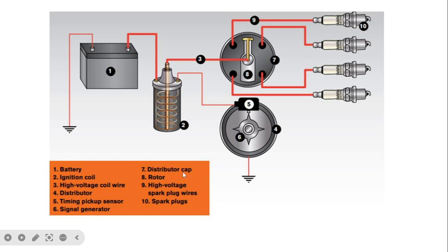And 7 number is the distributor cap, and this is the distributor cap. 8 number is a rotor, this is the rotor. And 9 number is the high voltage spark plug wire, these are the spark plug wires. And at the 10 number are the spark plugs, these are the spark plugs. Okay, I hope you have at least got 50% of this content.